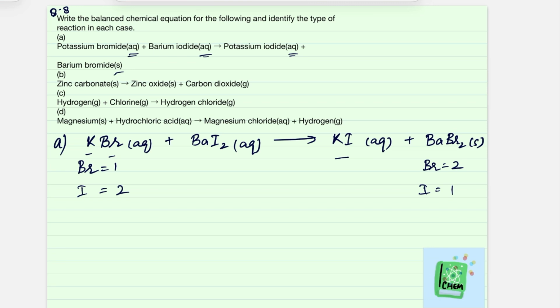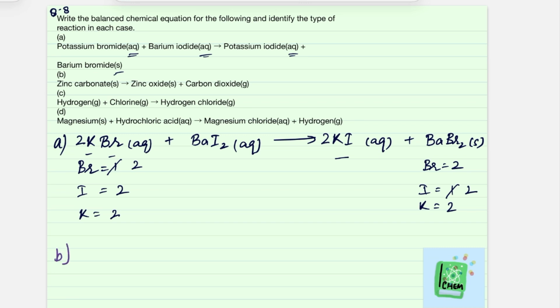Now put a coefficient 2 in front of KBr. So the number of bromine atoms becomes 2, but now the number of potassium atoms also becomes 2. Put a coefficient 2 in front of KI. So the number of potassium atoms is 2 and the number of iodine atoms is also 2. Now for barium, the number of barium atoms on both the sides is 1. So now this reaction is balanced.